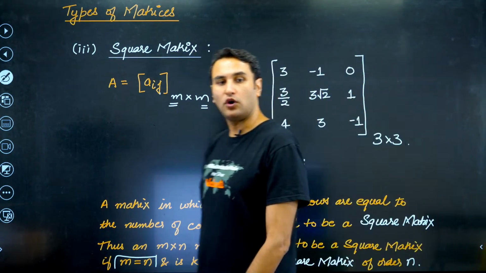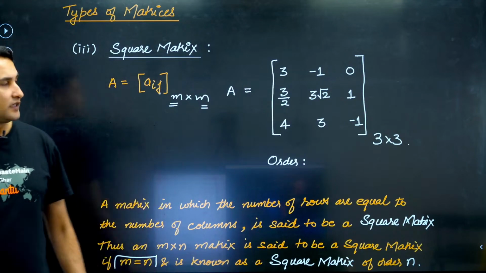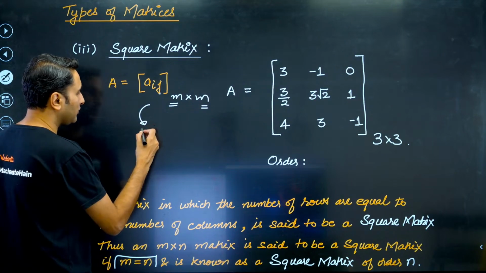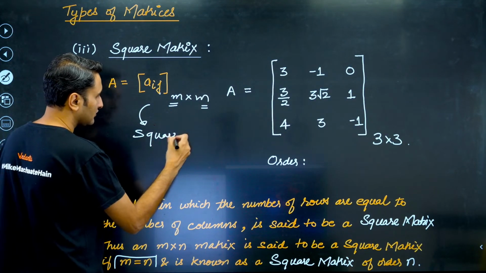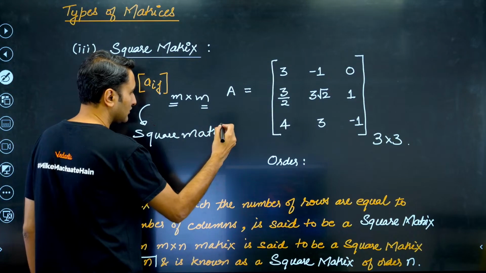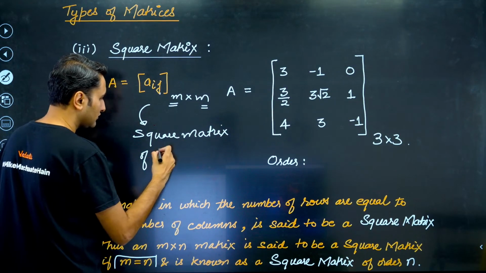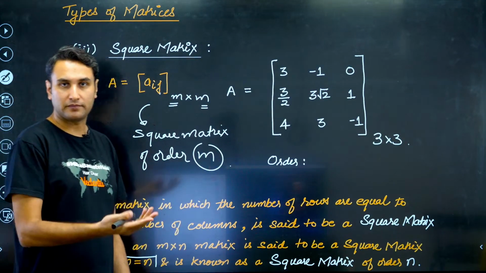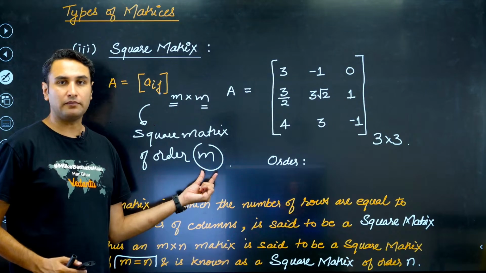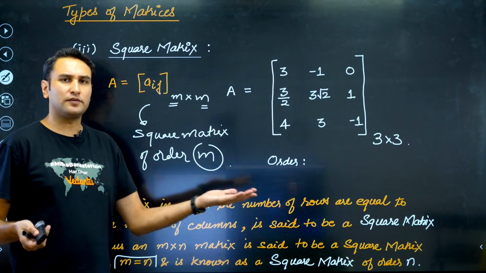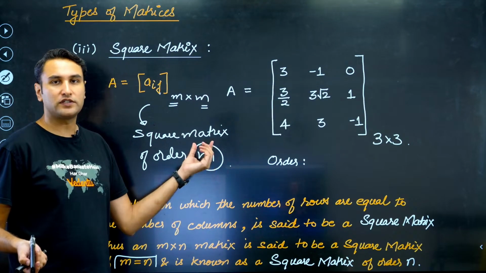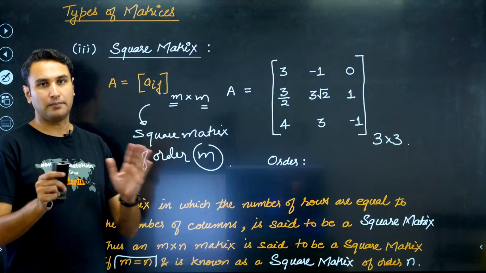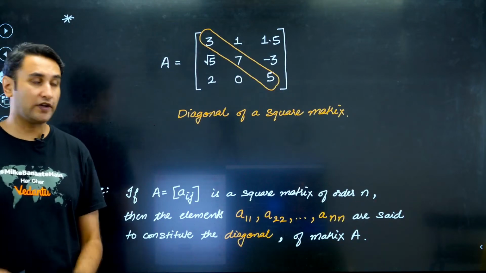And what is its order? Rather than saying m by m, you can simply say square matrix of order m. It's understood that it is m by m. If you say square matrix of order m, it simply means rows and columns are both the same and both equal to m. In short, you call it a square matrix of order m. End of the story. Alright, let's move ahead.